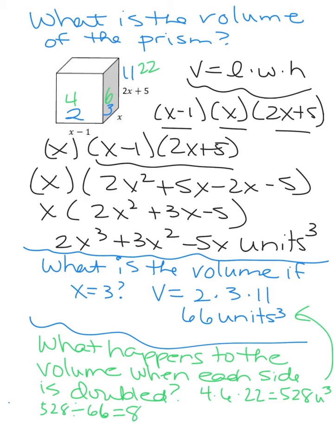So what does that mean? Well, by dividing 528 divided by 66 and I get 8, I'm just saying that when I start with 66, if I were to multiply it by 8, I get 528. So why does that happen? It happens because, remember with volume, we're multiplying length times width times height, and we're doubling everything. So we're multiplying everything by 2. 2 times 2 times 2 gives you 8, which is why when each side is doubled, the volume is multiplied by 8.